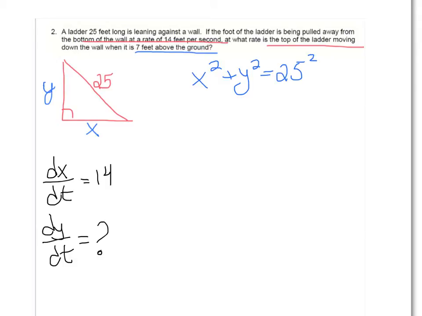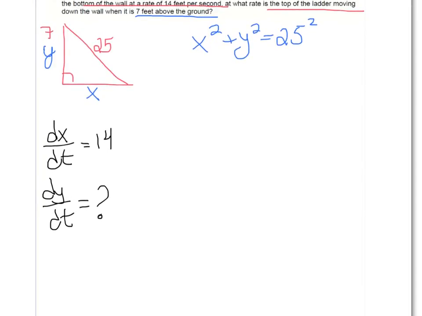And we get that the ladder is 7 feet above the ground. So that means that y is 7. Well, we can use the Pythagorean theorem to find out what the x side is, because we probably are going to need that value once we take the derivative. So if we do the Pythagorean theorem with the x, 7, and 25, we're going to solve this equation for x, and we're going to get 24.